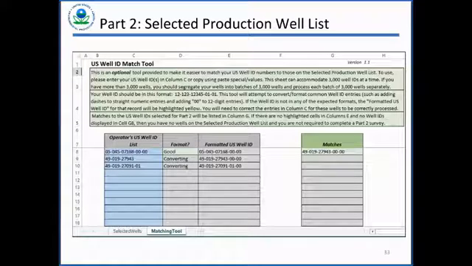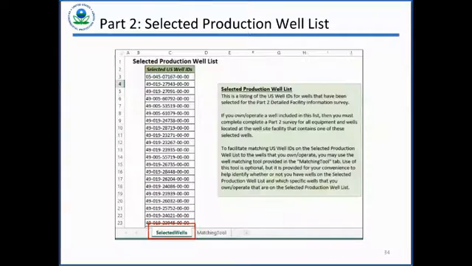In this example, the tool found one well that was selected for the Part 2 survey and put its well ID in the Matches column. If you want to see a complete list of all the wells that were selected for the Part 2 survey, click on the Selected Wells tab. Keep in mind that if one of your wells was selected for the Part 2 survey, you will need to complete the survey for the well site that the selected well is located on and for the centralized production surface site that the materials from the selected well flow into, if applicable.